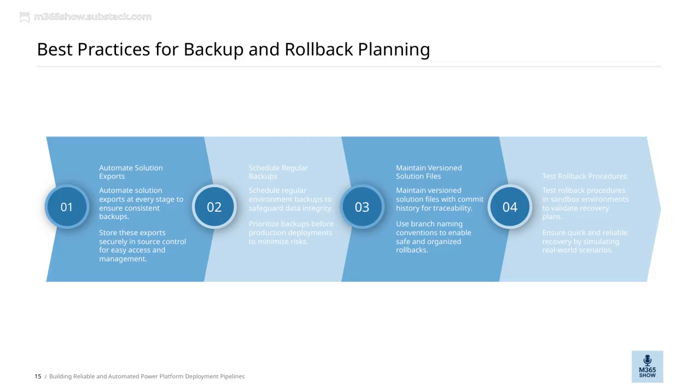Using branch naming conventions is a best practice that helps enable safe and organized rollbacks. It keeps your development process tidy and makes it easier to revert to previous stable states. Finally, testing your rollback procedures in sandbox environments is critical. This allows you to validate your recovery plans in a controlled setting and ensure you can recover quickly and reliably in real-world scenarios. By following these practices, you create a robust framework that supports smooth deployments and quick recoveries, ultimately ensuring the stability and reliability of your Power Platform solutions.